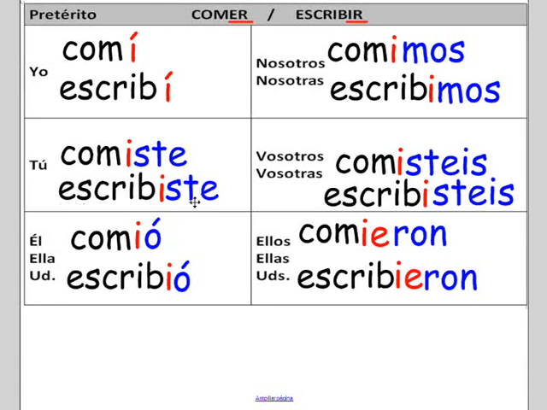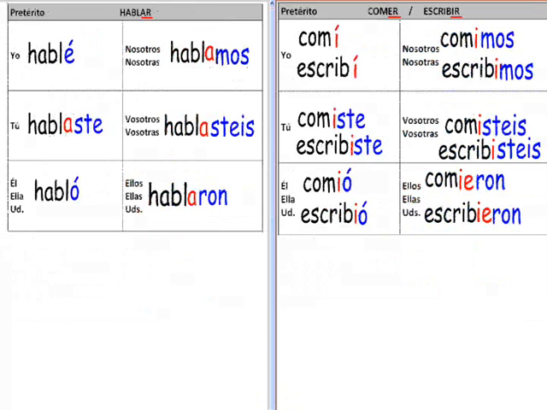We have tú escribiste, you wrote. Él escribió, he wrote. Ella escribió, she wrote. Usted escribió, you formal wrote. Nosotros escribimos, we wrote. Vosotros escribisteis, y'all wrote. Ellos escribieron, they wrote, either guys or a mixed group. Ellas escribieron, a group of girls wrote, and ustedes escribieron, you guys wrote.